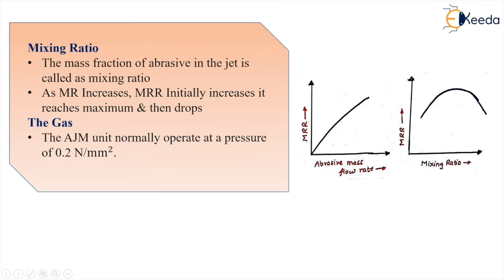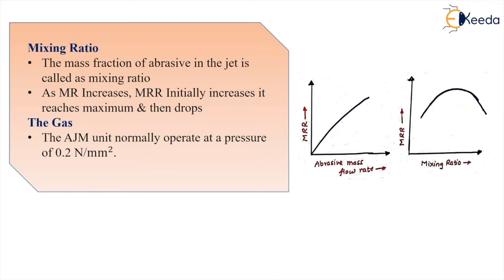The next process parameter is the mixing ratio. So what is mixing ratio? This is the mass fraction of the abrasive present in the jet, that is, how much abrasive grain is present in the stream of your gas or air. As the mixing ratio increases, MRR goes on increasing, but after some time it drops.